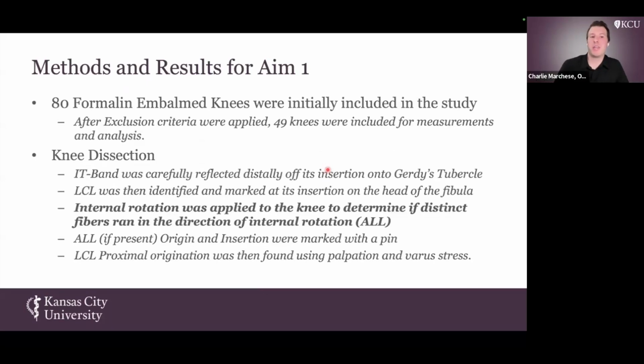So we initially had 80 formalin embalmed knees. After exclusion criteria were applied, there were 49 knees that were included for measurements and for the analysis. And just a brief description of our dissection process.